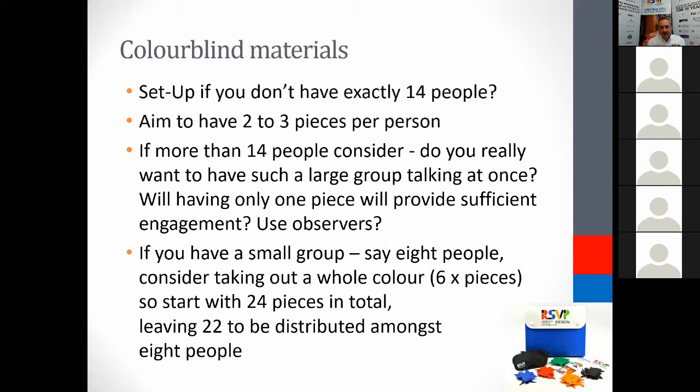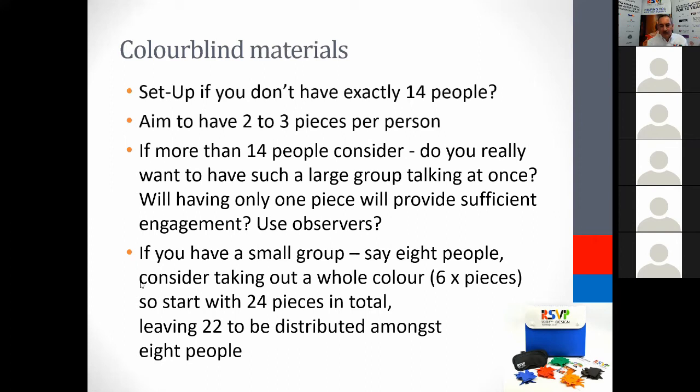Probably of more importance, and I would say that even experienced facilitators sometimes don't pick up on this. If you have a smaller group, say you only have 8 people, then I would consider taking out a whole colour. So, instead of starting with 30 pieces, take out all the red pieces, and then you only have 24. You take out the 2 pieces that they need to decide, and that only leaves you 22 to move amongst the 8 people. So again, they only have 2 or 3 pieces. So if you've got a smaller group, think carefully about how many pieces they will have in their hands.